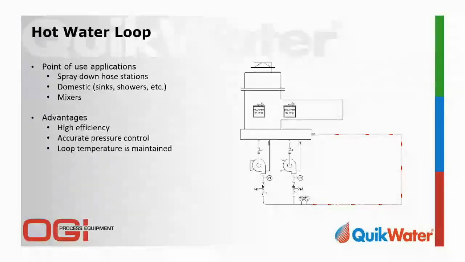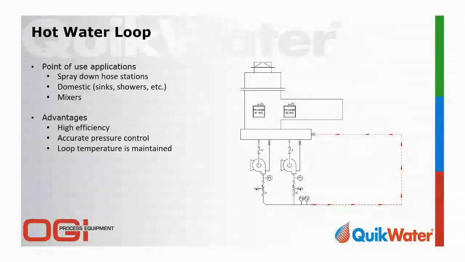At the end of the loop, typically it'll return to the QuikWater tank. There you can either use an orifice plate or a globe valve to adjust the amount of water that returns to the system when there's zero demand on the loop. Typically, this flow rate will be small enough to maintain loop temperature, but not so high as to waste pumping power.